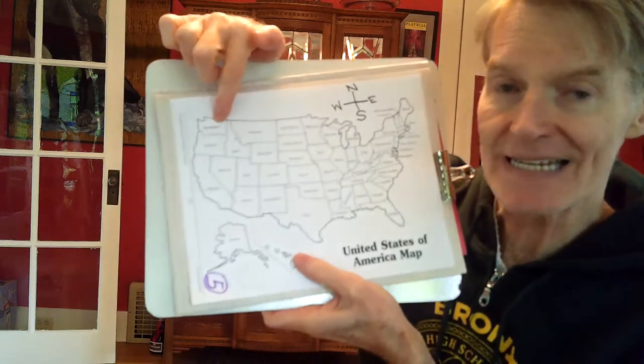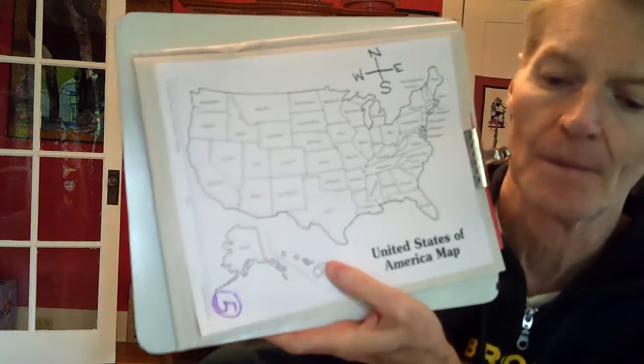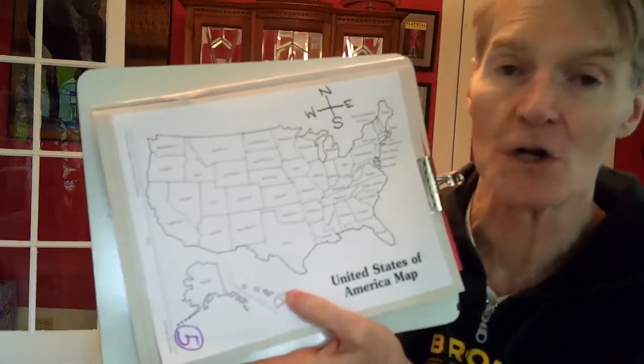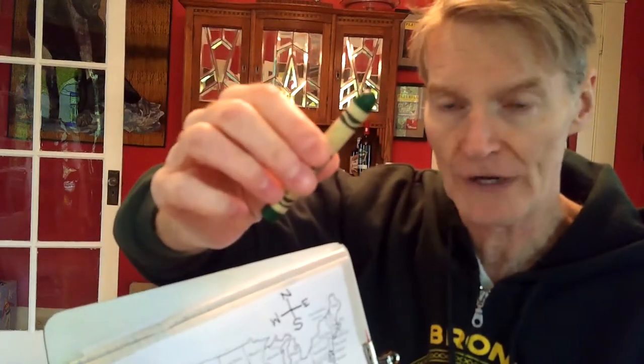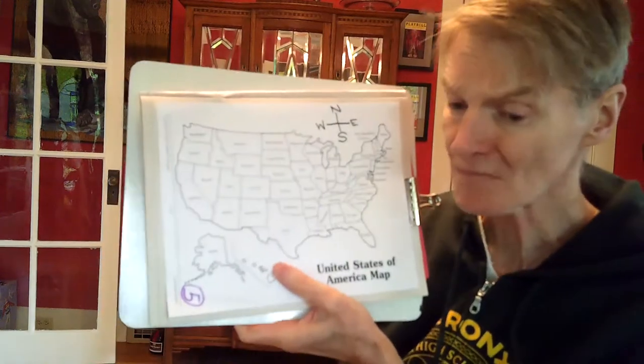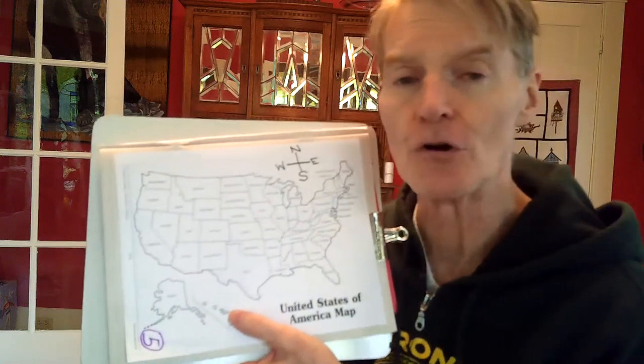Our state is here at the top. We are the northwest coast. Now what I'd like you to do is get a dark green crayon. Washington has a nickname. Its nickname is the Evergreen State, because much of the state is full of trees. A type of tree called evergreen, ever, which means it's green all the time.